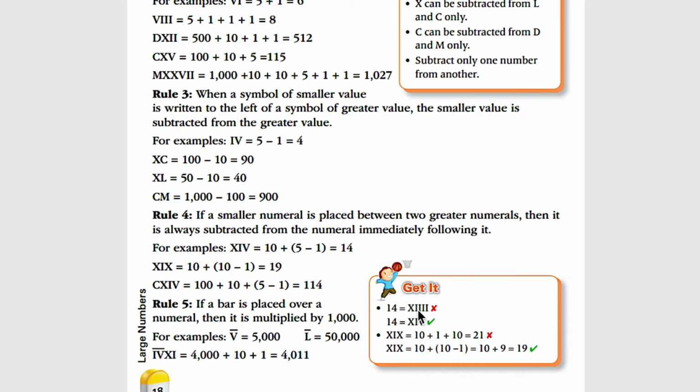Now students, over here I is repeated 4 times. So repetition more than 3 times is not allowed. So this is incorrect. But we write 14 in this manner. And over here we have a smaller numeral between two numerals with greater value. So we have to perform subtraction of the smaller numeral from the next larger numeral. And the result of that we have to add to the value for X, the first X. So 10 add 9 is equal to 90. So this is the correct Hindu-Arabic numeral for this given Roman numeral, and not this.